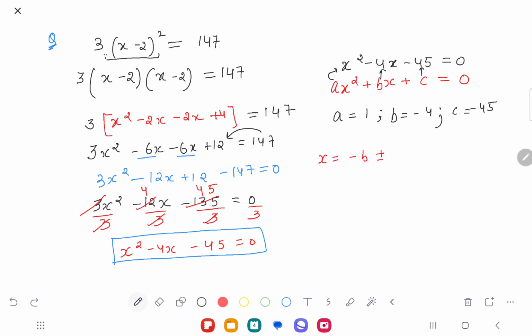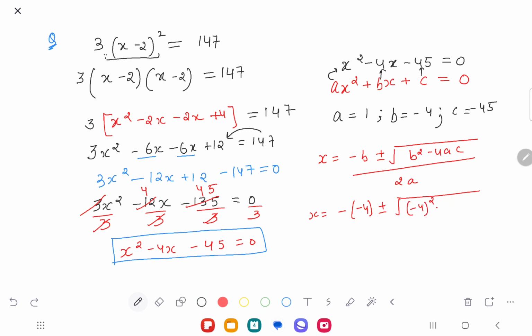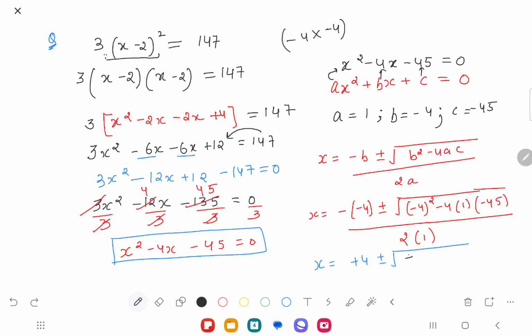So I put it in the quadratic formula: minus b plus minus under root of b square minus 4ac over 2a. So x shall be what? Minus b, and b becomes minus 4, plus minus under root of b square, which becomes minus 4 square, minus 4, a shall be 1 and c shall be minus 45, over 2a, which will be 1. So let's solve it. X becomes what? Minus into minus becomes plus 4 plus minus under root of minus 4 square, which means minus 4 into minus 4. So that is plus 16, because minus into minus is plus, right?